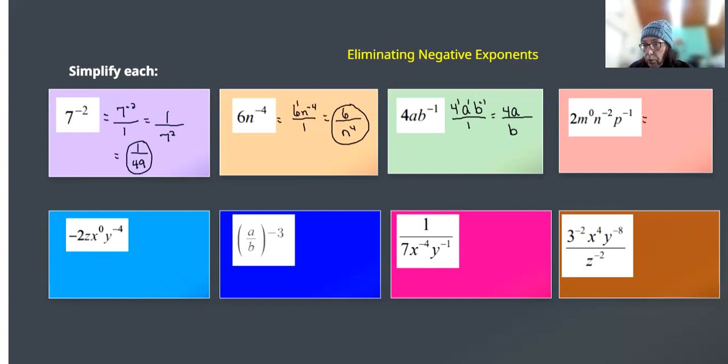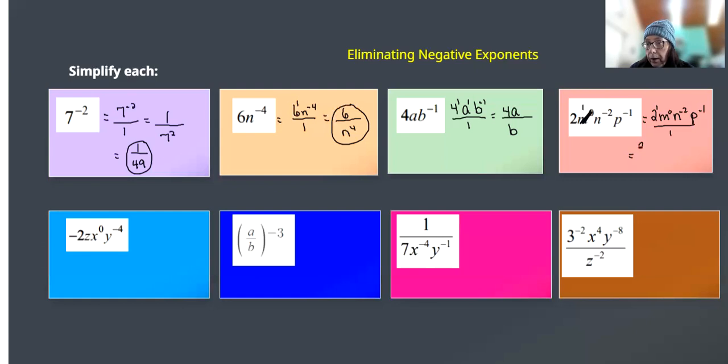I've got 2 to the 1, m to the 0, n to the negative 2, p to the negative 1. We're going to put that over 1. All right. Now, what you need to remember, in an earlier video, we talked about exponents of 0. If your variable or number has an exponent of 0, that means the answer is 1. So m to the 0 is just 1. And 2 times 1 is 2. Now, so we're done with that.